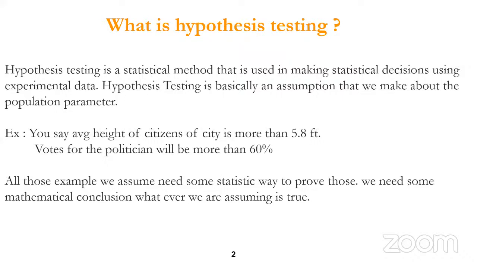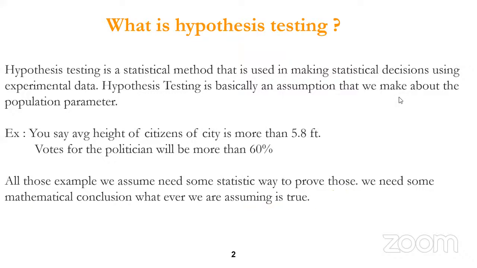For example, if somebody comments that the average height of the citizens of a city is more than 5.8 feet, what is the proof of it? Just by our intuition, if we are saying something, that's not the correct approach, right? For running a particular business, for taking decisions, we will require proof to be generated. And that proof generation method is nothing but hypothesis testing. So all these examples need some statistical way to prove them. We need some mathematical conclusion that whatever we are assuming is true.